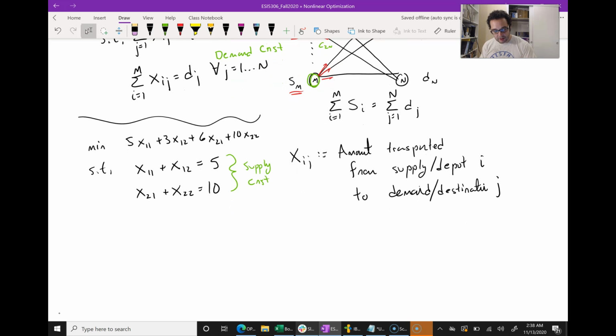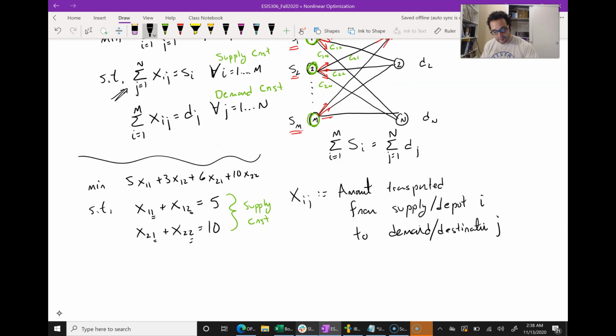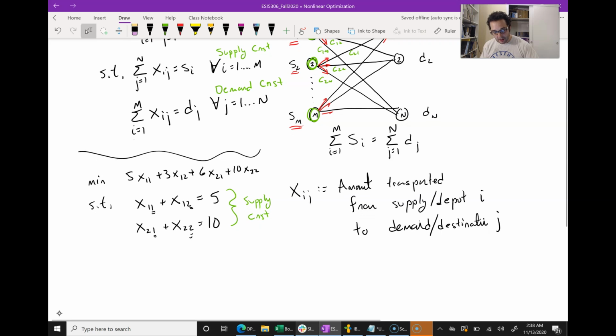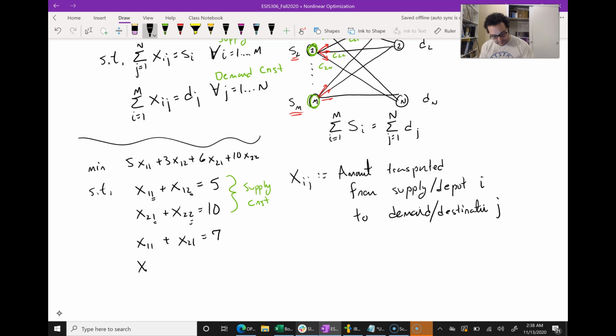The demand constraints look a little bit similar, but they're going to index a little bit differently. Here you can see we're indexing on the j, which is what we did here. So we're summing across the j. At the destination nodes, we're going to have something similar: x11 plus x21, let's say, is equal to 7, and x12 plus x22 is equal to 8. And of course, we require all x_ij to be greater than or equal to 0.